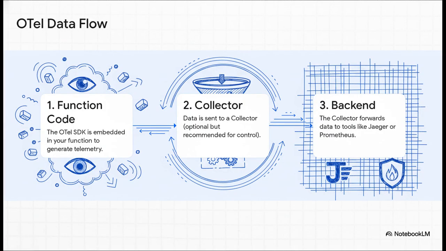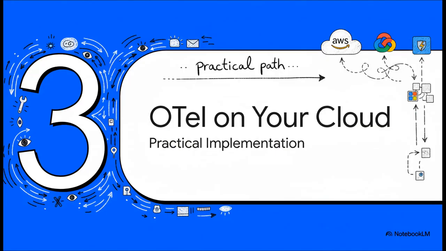And the way it works is super logical. Step 1, your function code, now with the OTel SDK inside, is creating all this telemetry data. Step 2, it sends that data off to something called a collector. Now this part is technically optional, but trust me, you're going to want to use it. Finally, step 3, the collector processes and sends that data over to your backend, whatever you're using, Jaeger, Prometheus, you name it.